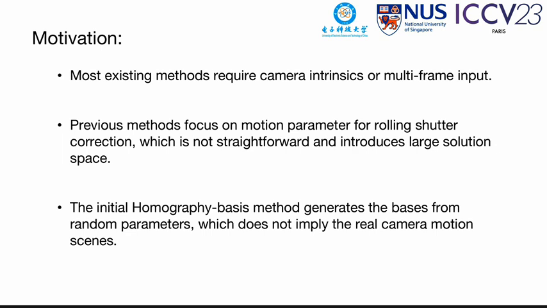Speaking of the motivation, we find that most existing rolling shutter correction methods require camera intrinsics or multi-frame input. And the most representative previous single image methods focus on motion parameters for rolling shutter correction, which is not straightforward enough, and it also introduces large solution space. With the development of homography estimation, the initial homography basis method generates the homography basis from random parameters, which does not imply the real camera motion in reality scenes.